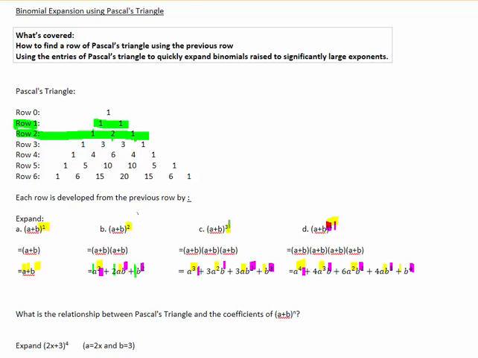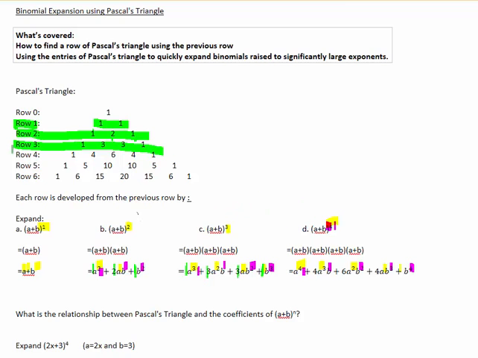So for our exponent of 3, now look at row 3, there's a 1, 3, 3, 1. So rather than having to do all of the work, if we learn Pascal's triangle, we can use our exponents decreasing for the first term, increasing for the second term, and then put our coefficients in front.